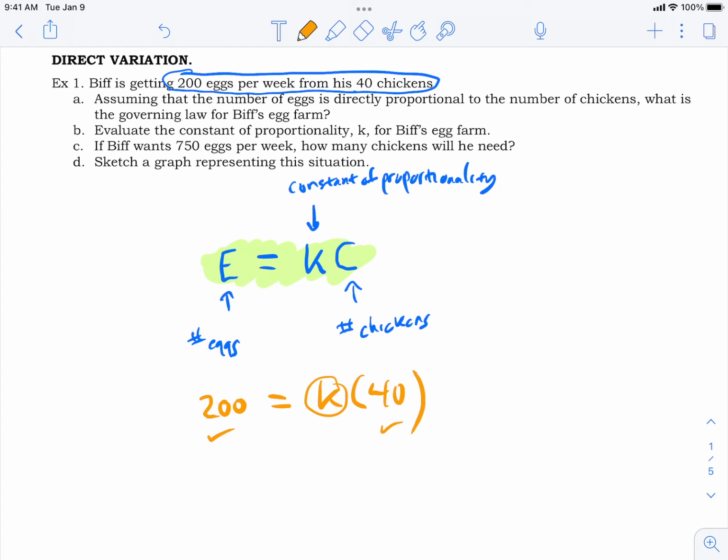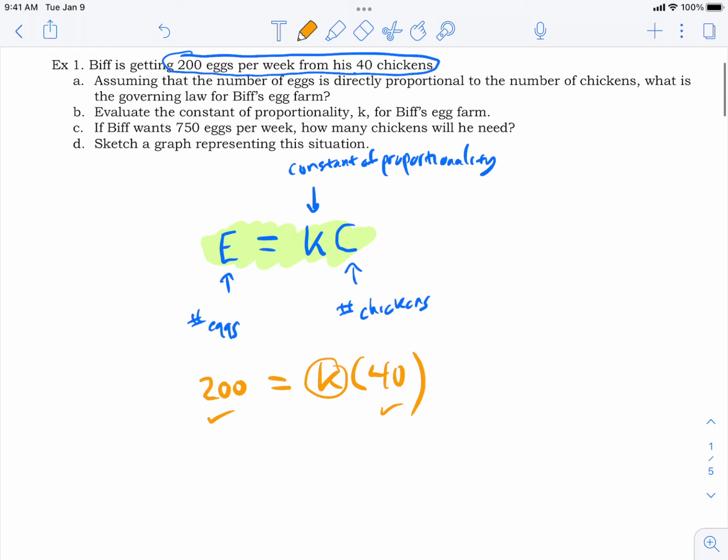Now we can solve for the K. So you basically divide both sides by 40, right? Divide both sides by 40 and you quickly come up with K equals 5. And if you want, you could put units on this, 5 eggs per chicken. I'm not going to worry too much about following the units around in this lesson. But that's what it is, 5 eggs per chicken. Every chicken gives you 5 eggs per week or whatever this is.